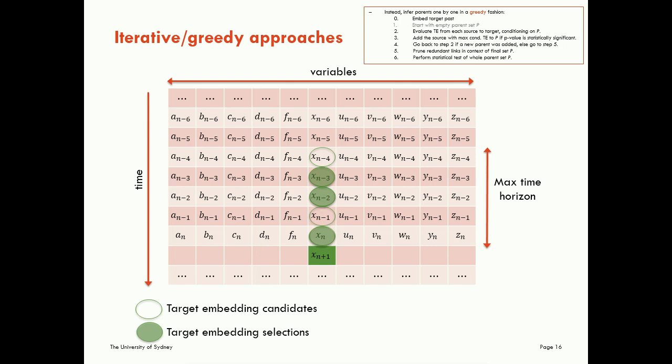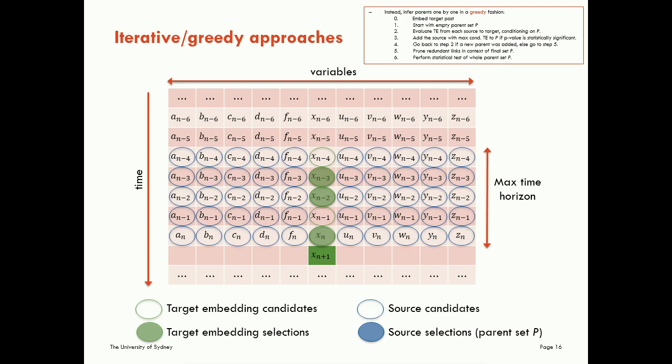Once we've done that, we can then think about selecting sources. So we can evaluate the transfer entropy from every candidate source, all of our variables, all of the possible time lags, to the target, conditioning on the parent set that we have already. And here we don't have any parents selected yet, so we just do pairwise transfer entropies first up. Once we've done that, we add the source with the maximal conditional transfer entropy to our parent set if its p-value from our max statistics was statistically significant.